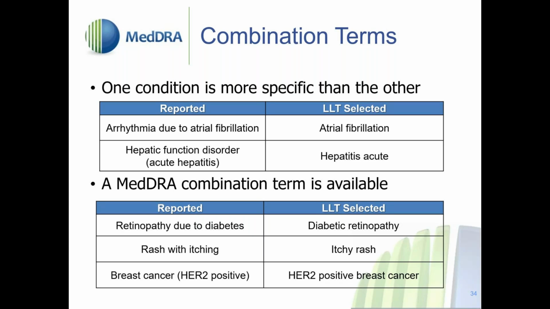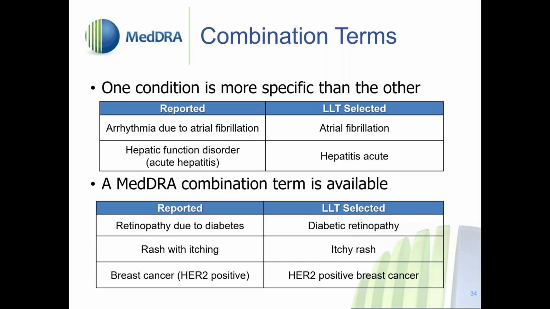But when you think about things like arrhythmia due to atrial fibrillation, well, every atrial fibrillation is an arrhythmia. If you code this, then you're coding atrial fibrillation because that's the specific type of arrhythmia that the reporter is giving you. If you code both of them, then you are duplicating your adverse events. Why would you do that? Because you have the specific type of arrhythmia. The specific type is the atrial fibrillation, and that's what you code.